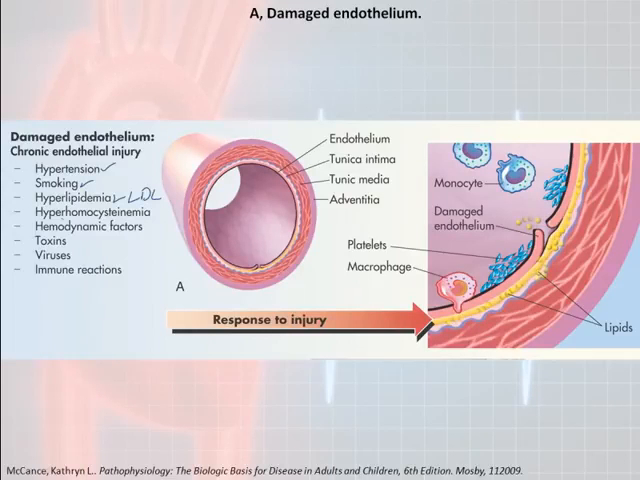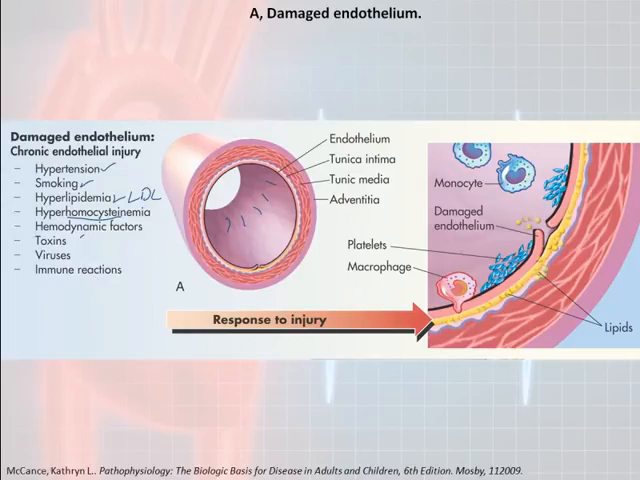Hyperhomocysteinemia. Homocysteines are a specific byproduct usually of protein or meat metabolism, trying to break down the proteins into amino acids. You end up with a lot of homocysteines in the body, and that can actually damage the endothelial lining, because they're like little crystals that run around and bump up into the endothelial lining here, and as they bump into it, they scratch it, basically. Then there are hemodynamic factors, toxins, viruses, and even immunologic reactions.